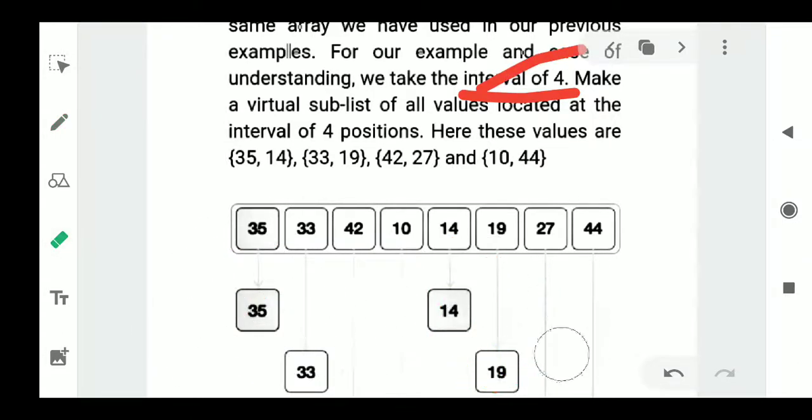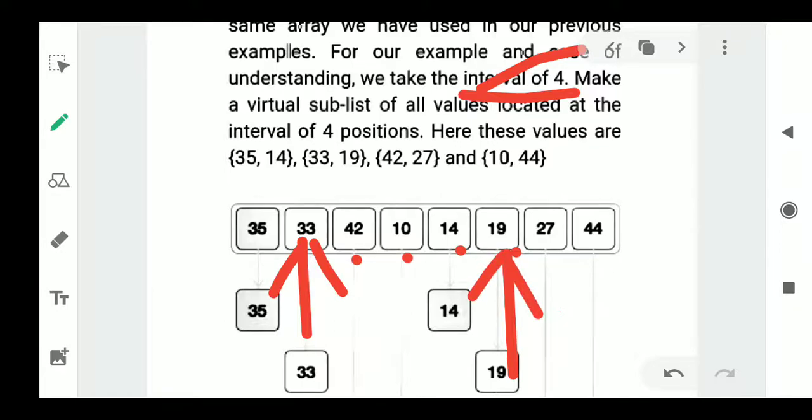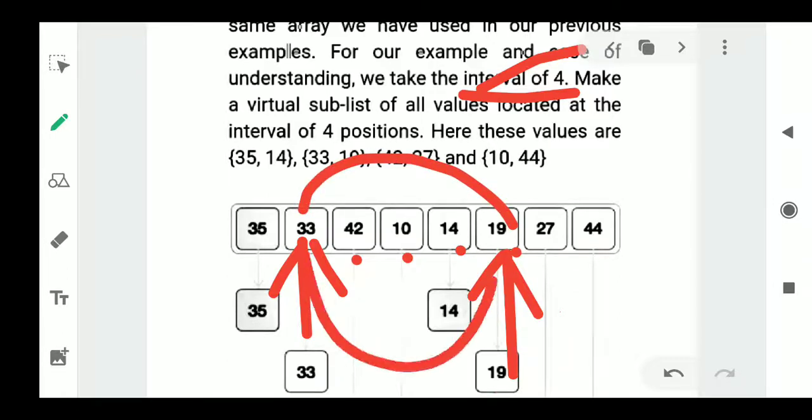What about our next element? Our next element is 33, and according to the interval, our fourth element is 19. We will compare 33 and 19. If they are already in sorted order, we will not swap the elements. If they are not in order, we will swap them. Suppose we are arranging elements in ascending order: 19 has to come here and 33 has to go there. So we will swap in this process.